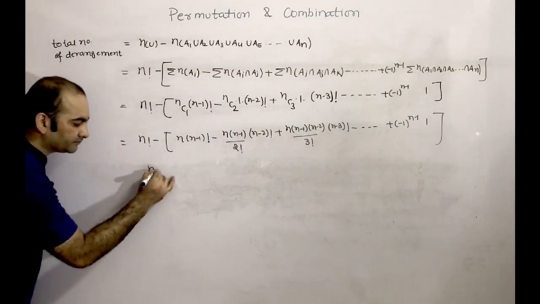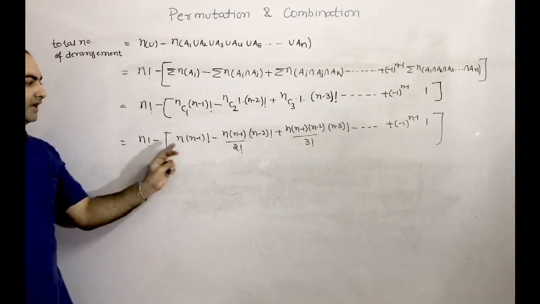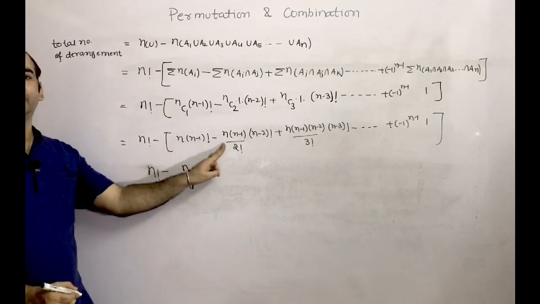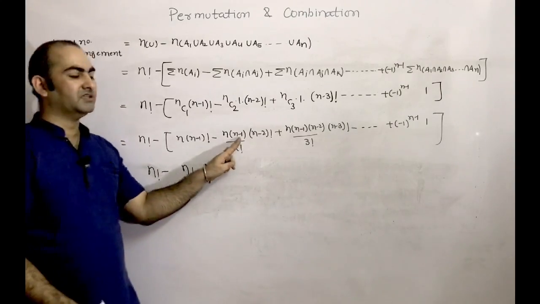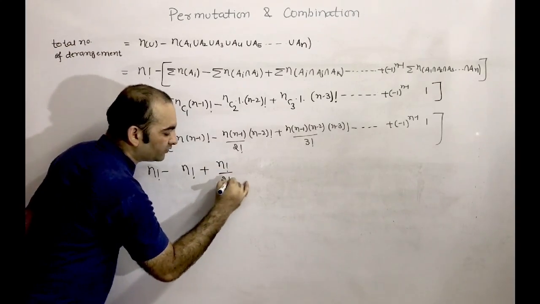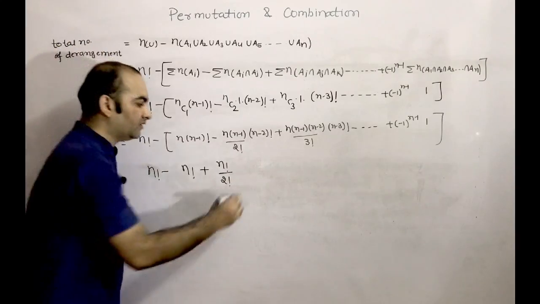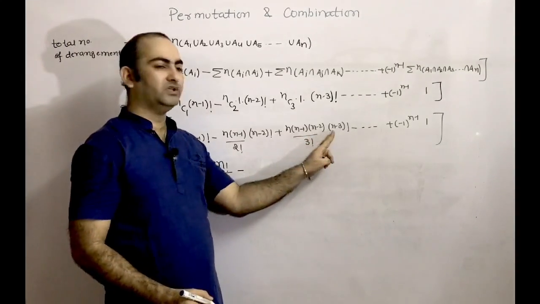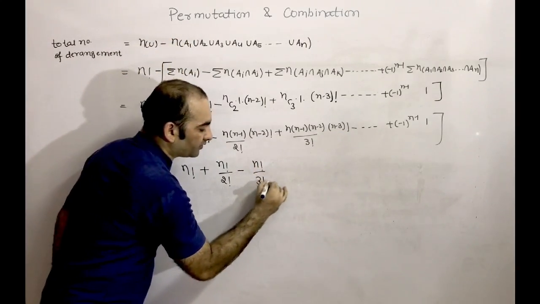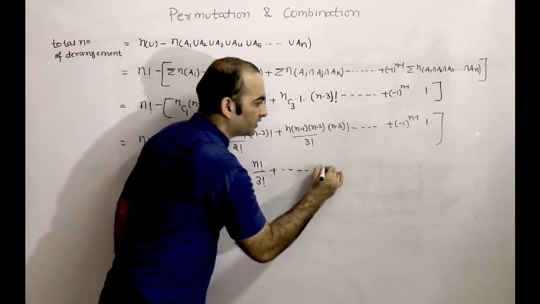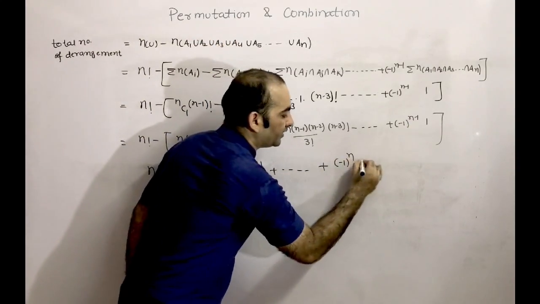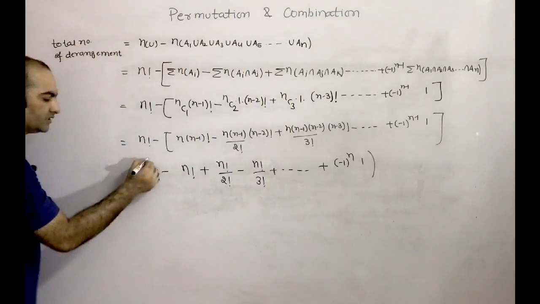Now n factorial minus, taking inside: n into n minus 1 factorial, that is n factorial. Minus minus plus, so plus n into n minus 1 into n minus 2 factorial, which we can write as n factorial divided by 2 factorial. Minus n into n minus 1 into n minus 2 into n minus 3 factorial, which is n factorial divided by 3 factorial, plus and so on, plus or minus (-1) power n minus 1, which we can write as (-1) power n into 1. This we can add in brackets.